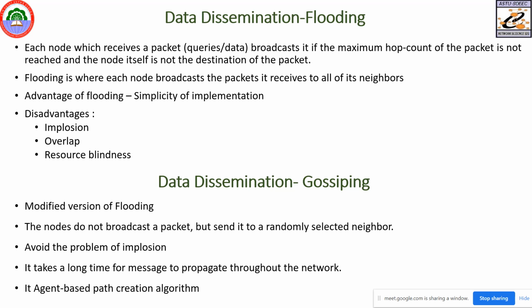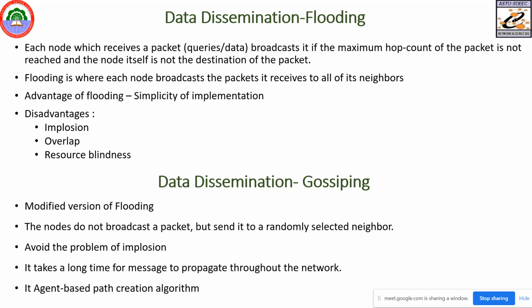In data dissemination, we have two categories of disseminations, as we said now. One is called flooding and the second one is called gossiping. Flooding is nothing but simply it will flood. It will broadcast to all the nodes who are available in that particular region, who are reachable to that particular source node. It will simply broadcast that particular request.